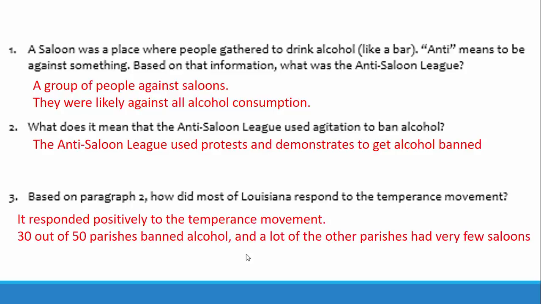All right, let's review. So most of Louisiana responded pretty positively to the temperance movement. They talk about how 30 out of 50 of the parishes banned alcohol, and a lot of other parishes had very few saloons in them. So Louisiana was all about that temperance movement. They did not want to have a lot of alcohol. Louisiana was a pro-temperance state.